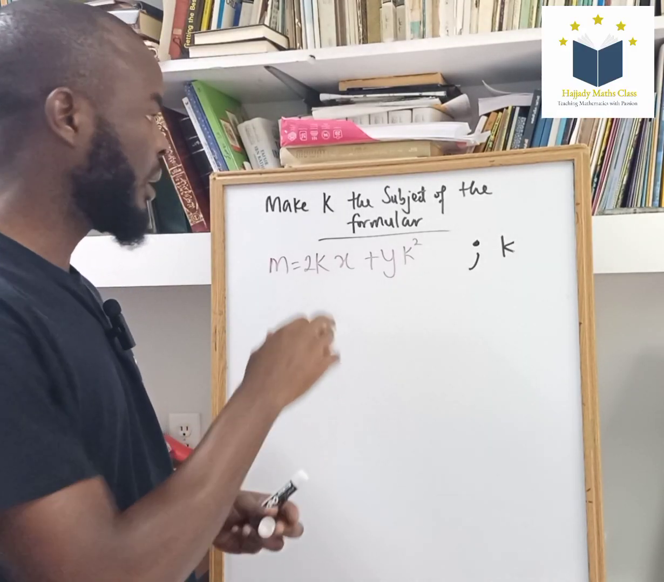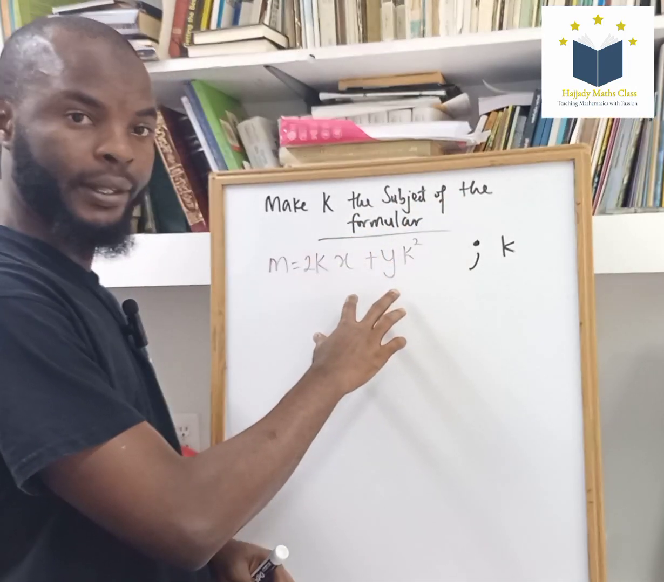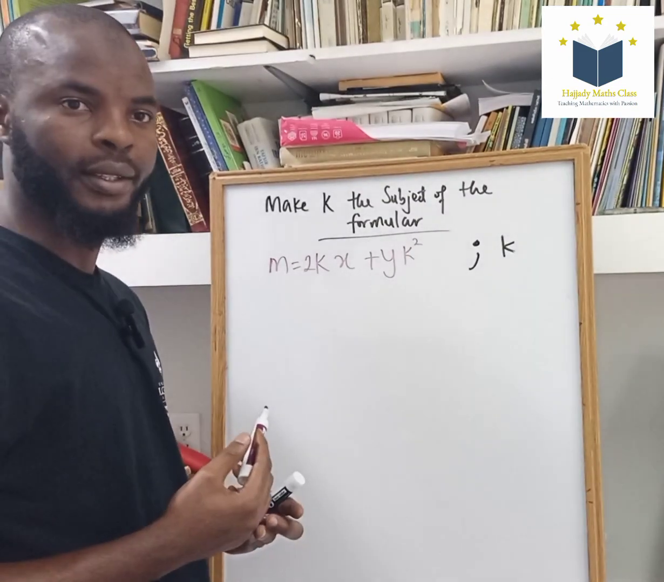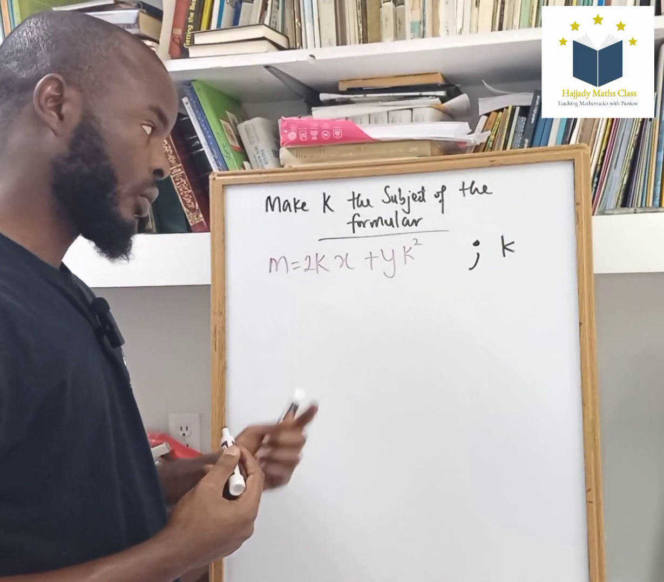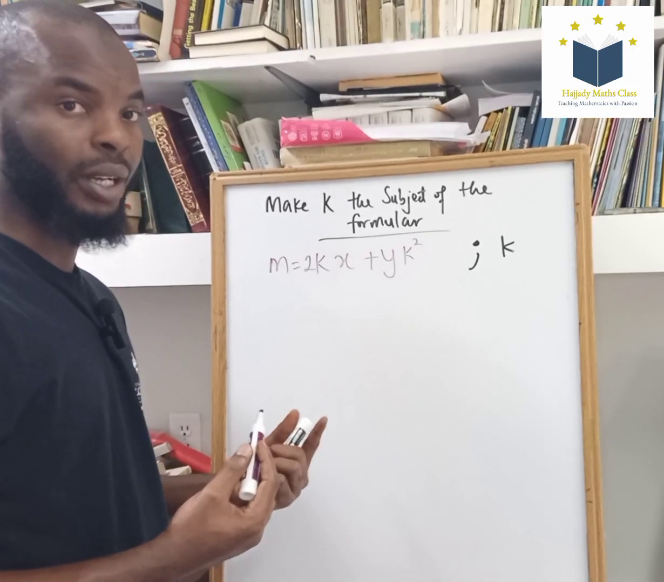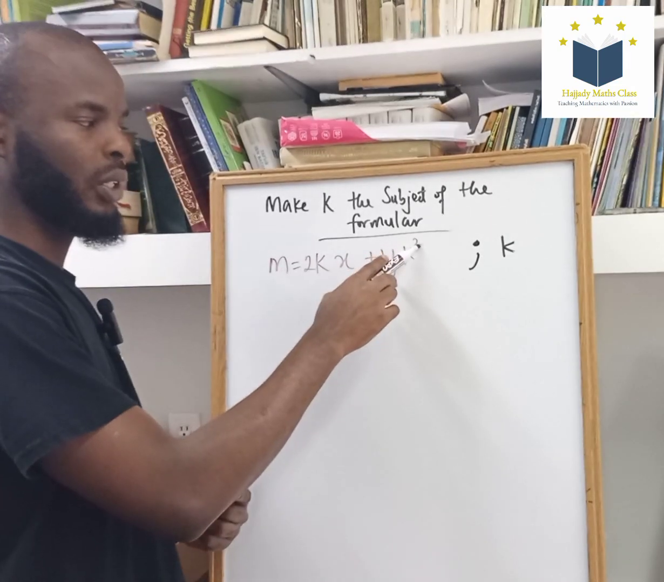Today we want to make K the subject of the formula using the equation given to us here. Now looking at this equation, the first question I'm going to ask is, what kind of equation is this? Looking at this critically, it's very obvious that this is a quadratic equation, and what makes this a quadratic equation? It is the what?